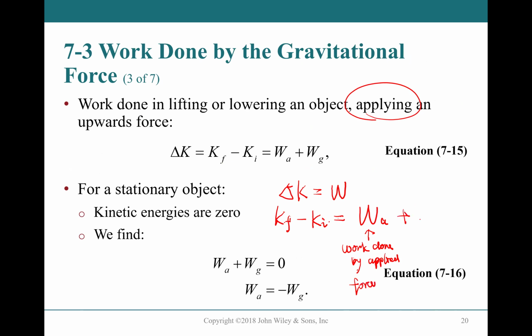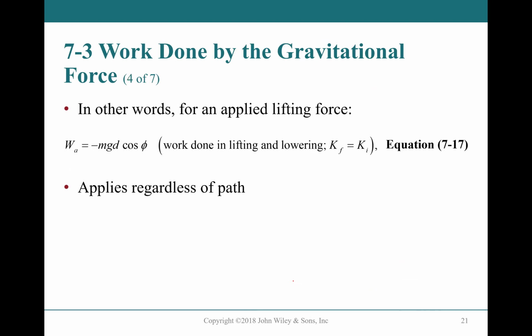And also, we have another force, our gravitational force. So this is the work done by the gravitational force. The change of kinetic energy will be equal to the work done by the two forces. The work here should be the sum of all the works, so we add these two terms together. And for a stationary object, the kinetic energies are 0. So our work done by the applied force will be equal to negative work done by the gravitational force. So usually we say we need to overcome the work done by gravitational force to lift up an object. Be very careful with how we do the calculation.